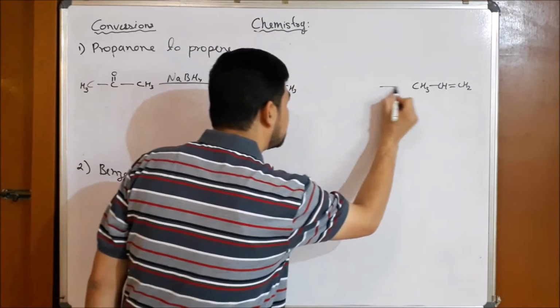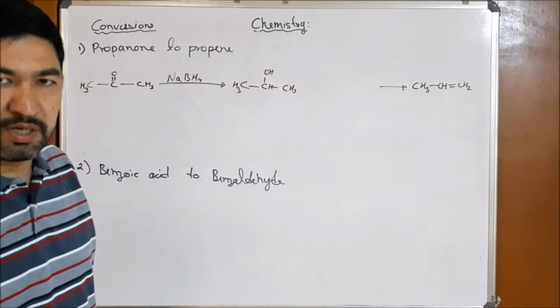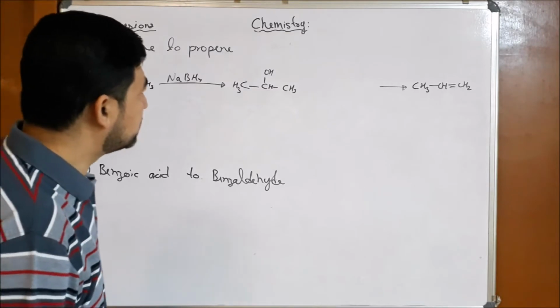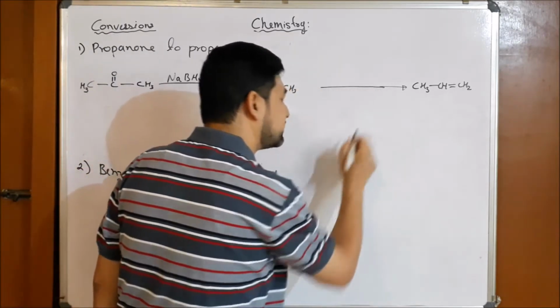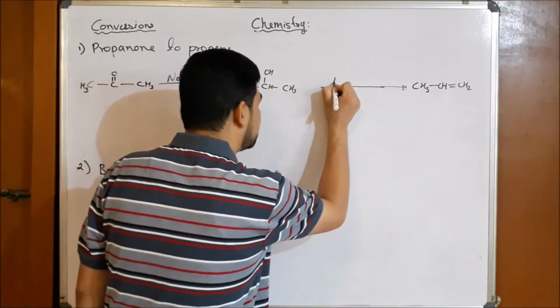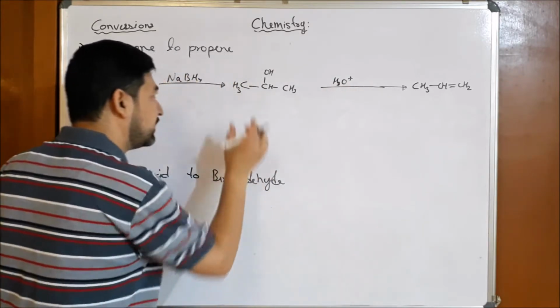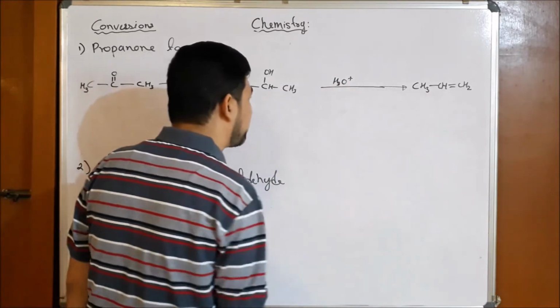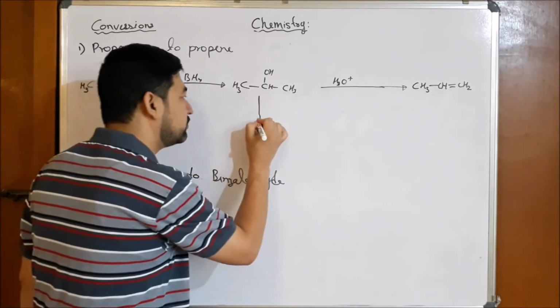Now we know that this is our elimination reaction, right? Elimination means something chloro or bromo has to be there. From here you can do the direct acid catalyzed dehydration also. So when you do acid catalyzed dehydration with H3O plus, it will result in the formation of this.